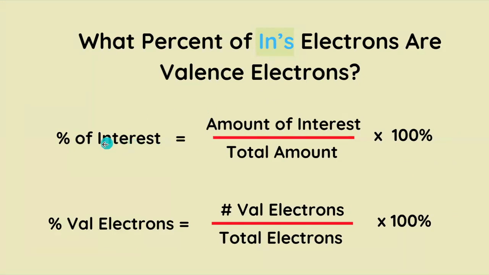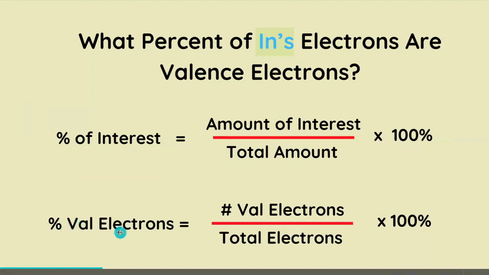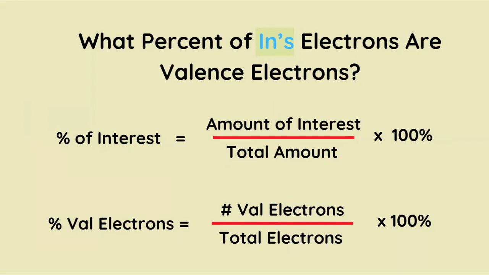context. The percent of something equals the total number of interest divided by the total amount in question. And we're going to multiply it by 100%. So if we adapt that for valence electrons, percent of valence electrons equals the number of valence electrons divided by the total number of electrons that the element or the atom has. And of course, we're going to multiply it by 100%.